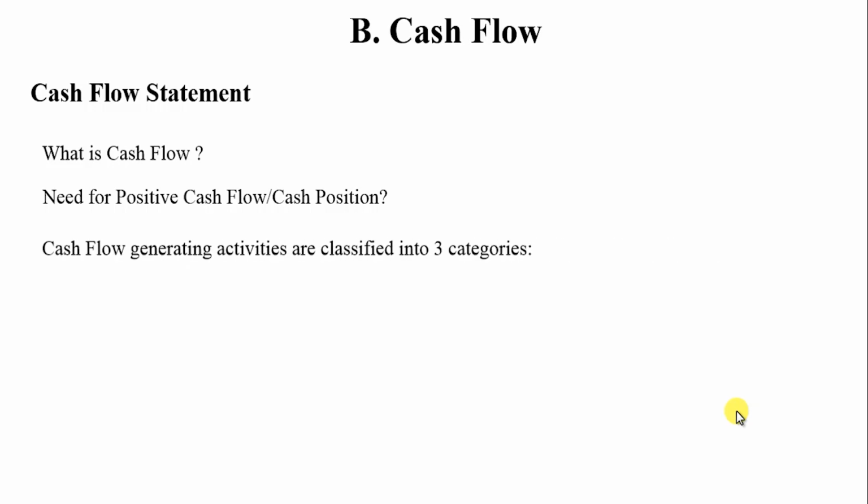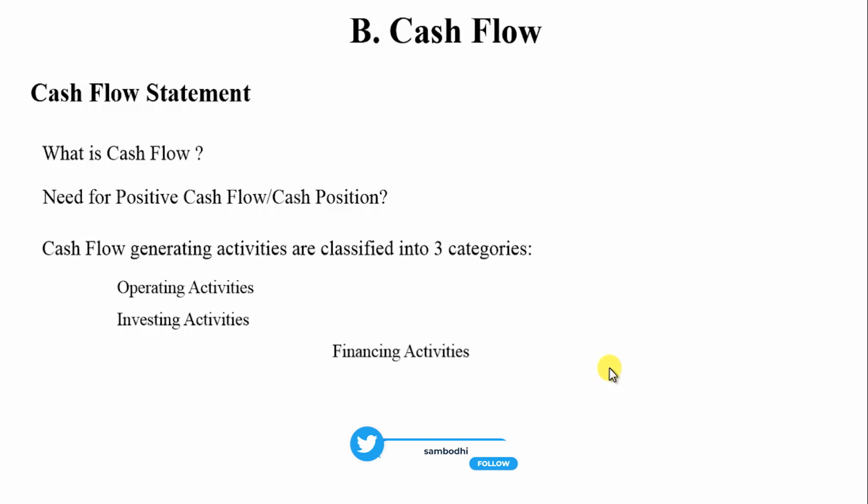Now, cash flow generating activities are classified into three categories: operating activities, investing activities, and financing activities. So we'll go in depth for each of them.